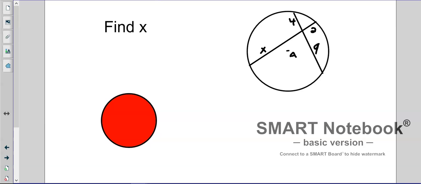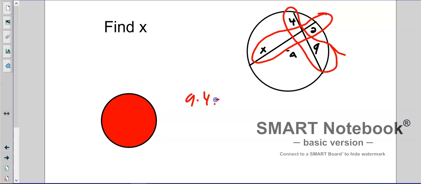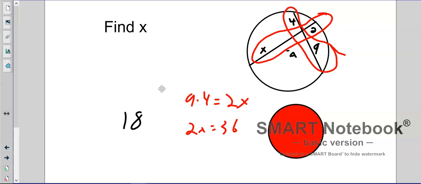All right, so in this situation, when you have 2 chords intersect, basically you just take the 2 parts of that chord times each other equal to the 2 parts of that chord times each other. So 9 times 4 equals 2 times x. So that's 2x equals 36. When I divide by 2, I get 18.